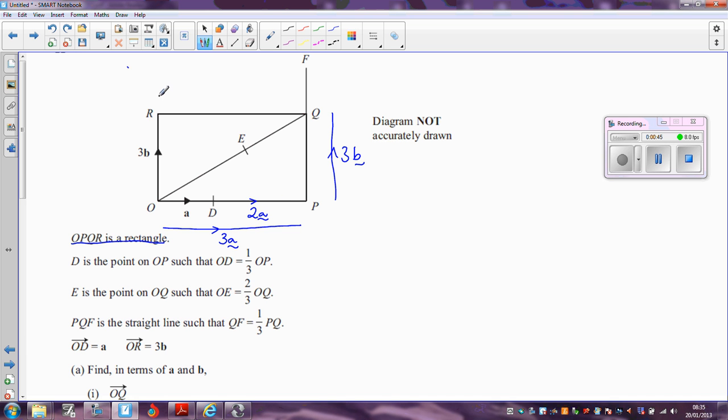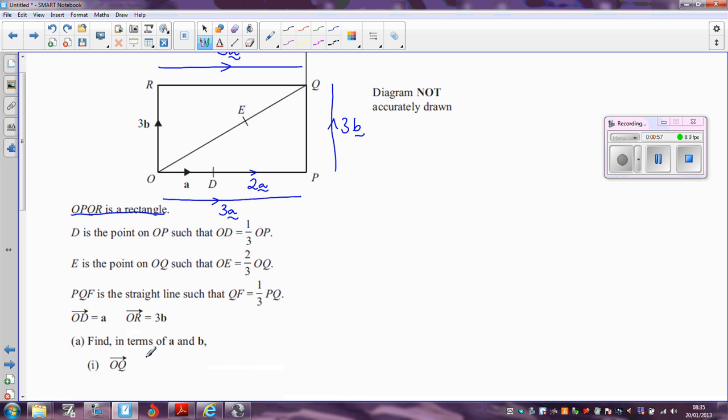And again, because I've got a rectangle here, I'm going to fill in this vector here, which is the same as this one. In other words, it's also the vector 3a. Okay, let's have a look at what we need to do. First thing we need to do is find the vector OQ. I'll put it over here so that we can see the diagram, but this is part a.